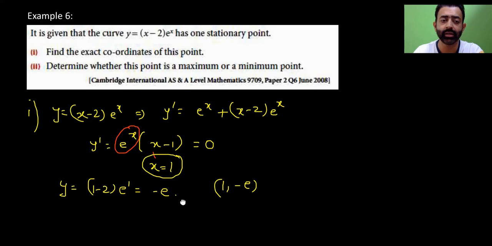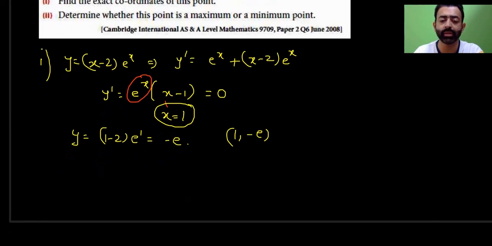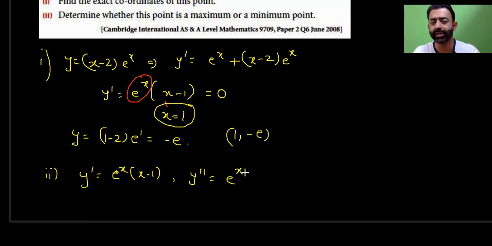Second part, it says that we have to determine whether this is maxima or minima. As I told you in the previous example, the nature of the turning point or stationary point is determined by finding the double derivative. So we have y dash as e raised to power x into x minus 1. Again differentiating this, keeping e raised to power x as it is and differentiating x minus 1, you will get 1, plus keeping x minus 1 as it is and differentiating e raised to power x. So you will get x e raised to power x.